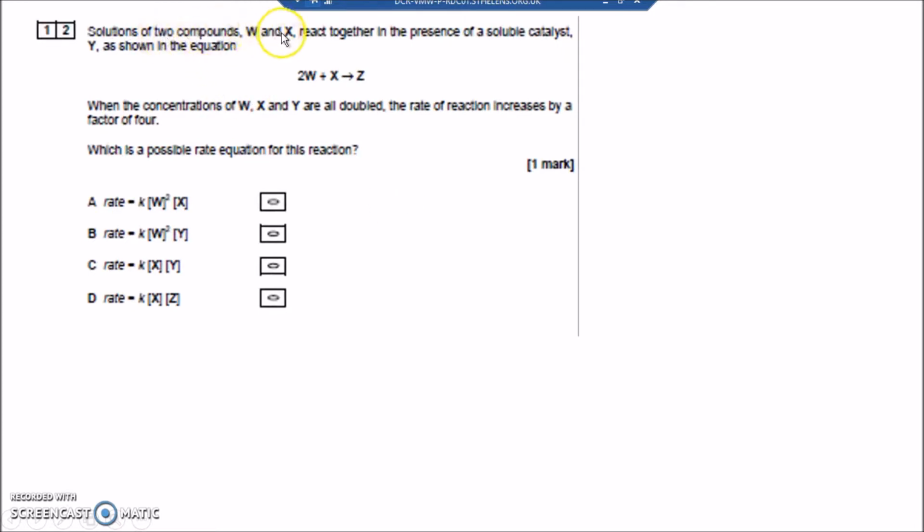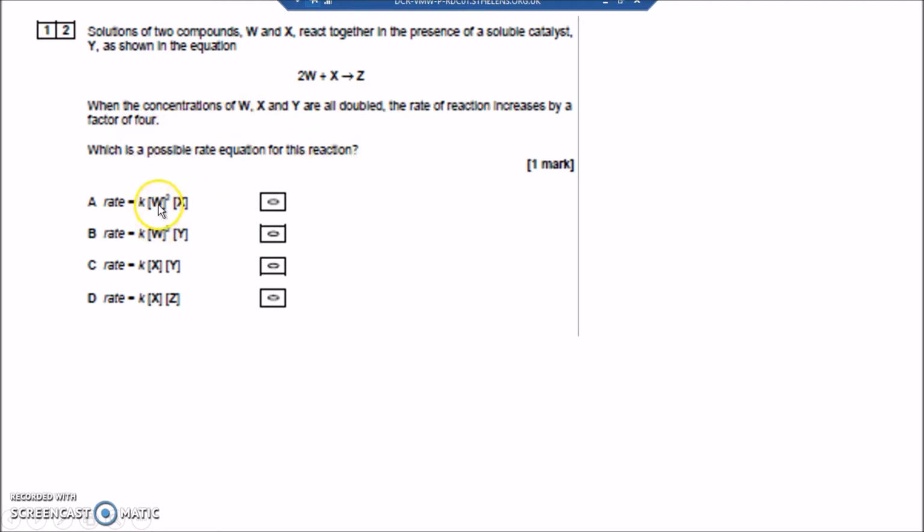Solutions of 2 compounds W and X react together in the presence of a soluble catalyst Y as shown in the equation. When the concentrations of W, X and Y are all doubled, multiplied by 2 that is, the reaction rate increases by a factor of 4, increases 4 times. Which is a possible rate equation?